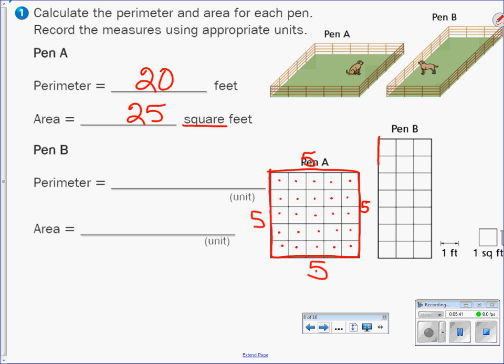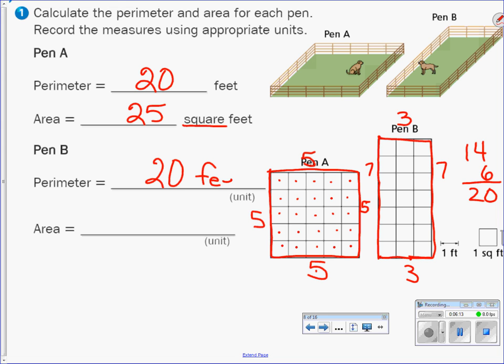Let's go round the edge, 2, 3, 4, 5, 6, 7. So I have 7 on this side, 1, 2, 3 on this side. So I know this has to be 7 and this has to be 3. Let's just add them up all the way around to get my perimeter. 7 plus 7 is 14. 3 plus 3 is 6. So 14 plus 6 gives me 20. So my perimeter is 20 feet. And don't forget to put your unit, which is your feet.